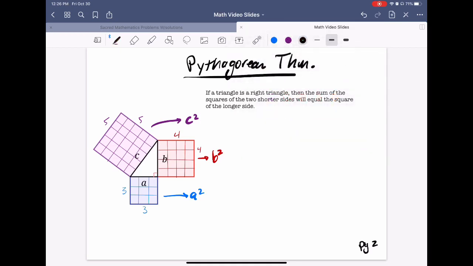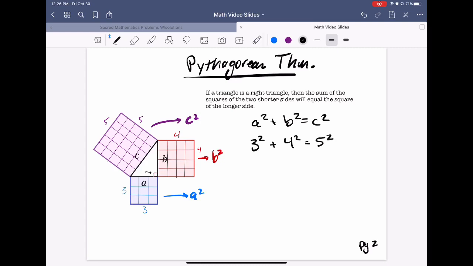So I have a right triangle here, noted by the right angle there. And if I create a square with side lengths of A, and here I assign them the number 3, you can see that there are 9 units inside. So A is 3 squared. It's a 3 by 3 grid. B is a 4 by 4 grid. And C is a 5 by 5 grid.